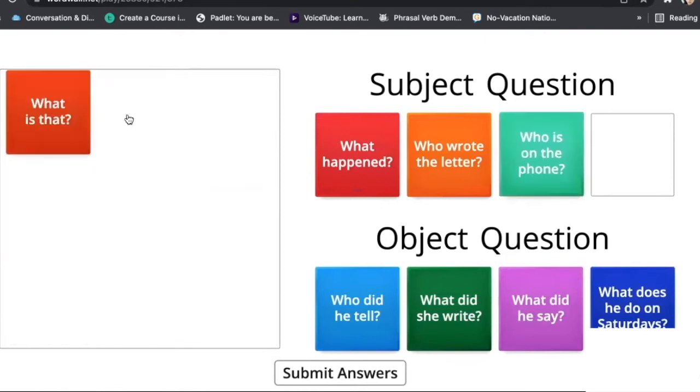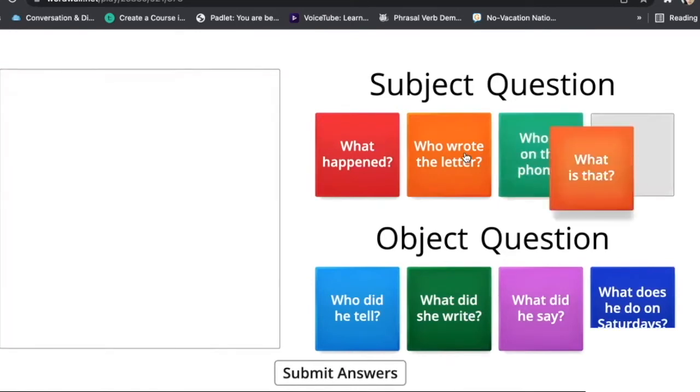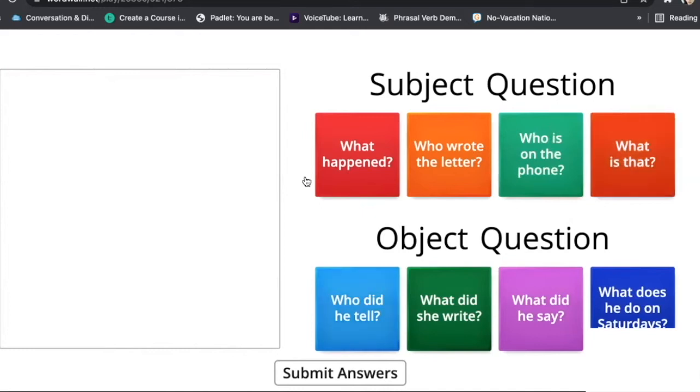And I know there are other options, but who is on the phone? Subject. Do you notice anything? Any patterns here? Yes. When we ask a subject question, we don't use auxiliary verbs like do, does, did. We just ask with the verb: what happened, not what did happen. Just who wrote, not who did write. Very good, excellent, that's exactly right.